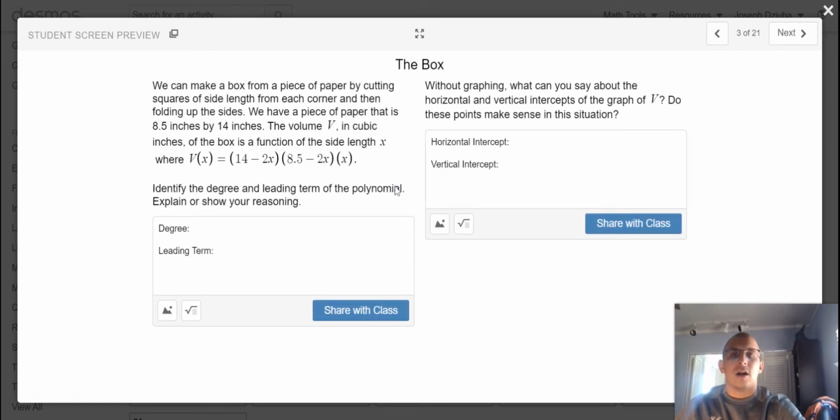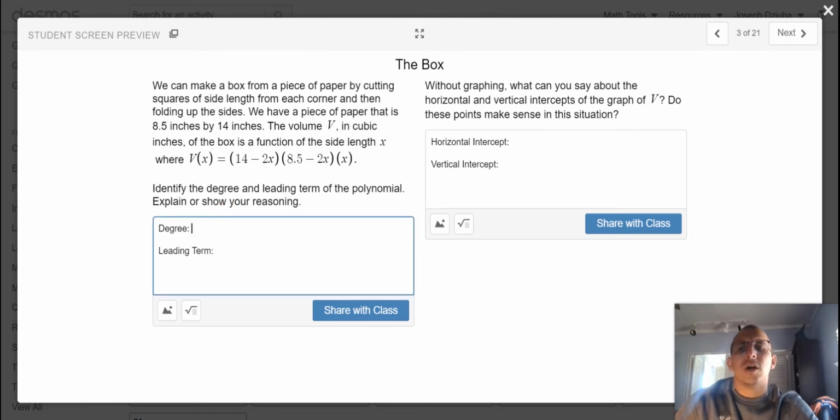All right, here, we're going to get started. We have a box with an algebraic expression that represents the volume of that box. I'd like for you to identify the degree and the leading term of the polynomial. I want you to explore here. I'm going to show you later on in this video the proper mathematical steps. I wouldn't say there's necessarily a formula to solve this, but I want you to explore here, right?